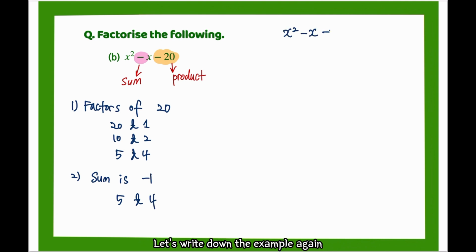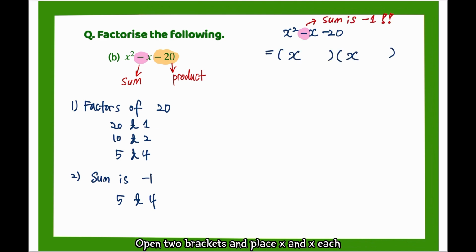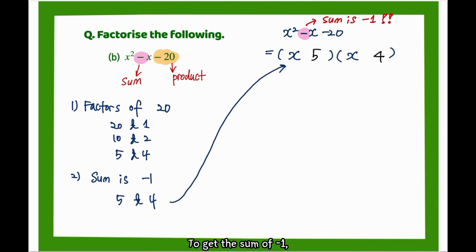Let's write down the example again. We know that the sum of the two numbers is minus 1. Open two brackets and place x in each. To get the sum of minus 1, we have to place a negative sign on 5 and a positive sign on 4. Always double check by expanding.